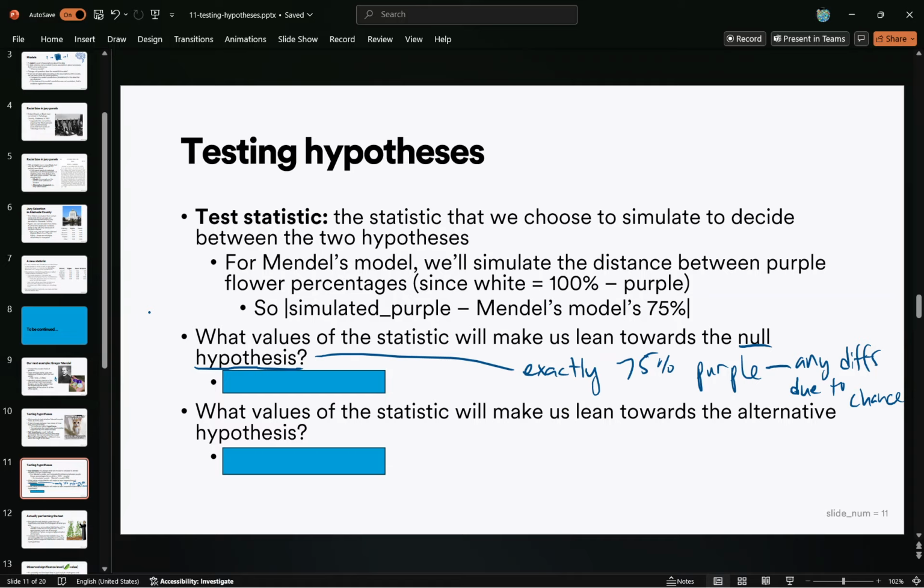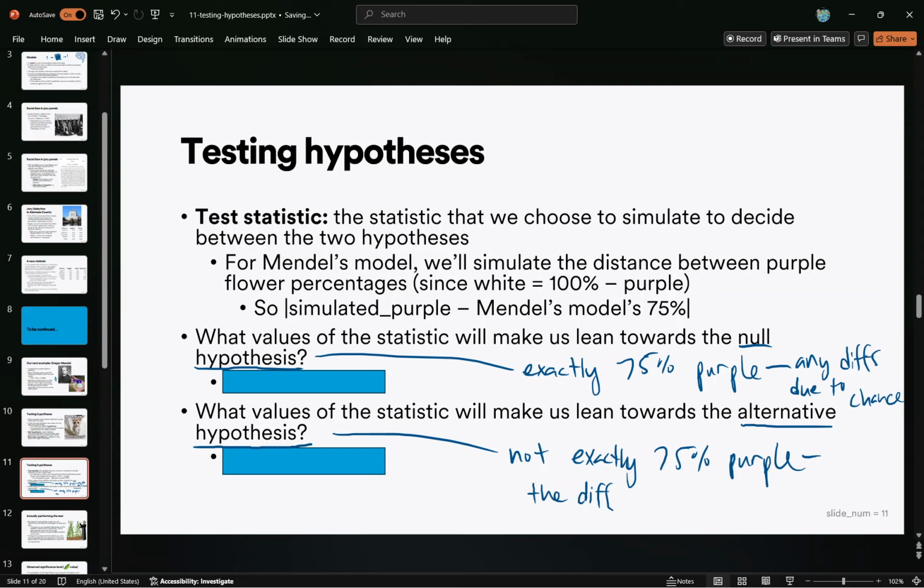That's the null hypothesis. And then the alternative hypothesis is there's something wrong with the model. The model's not exactly perfect, all right? It's not exactly 75% purple. The differences are not just due to chance. They're due to some other factor, all right? The differences we see are not just due to chance.